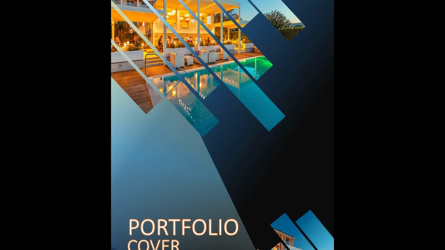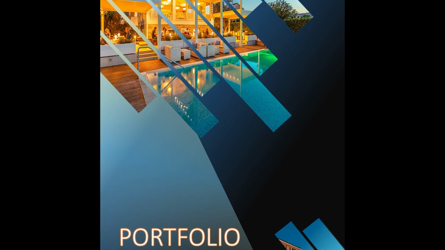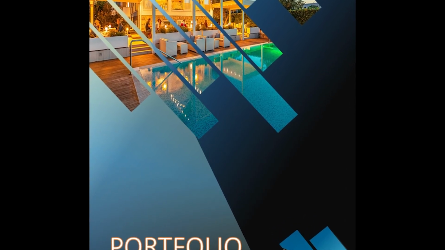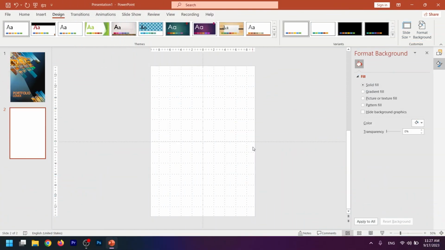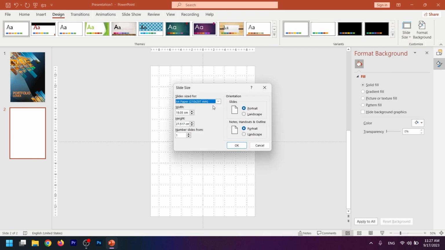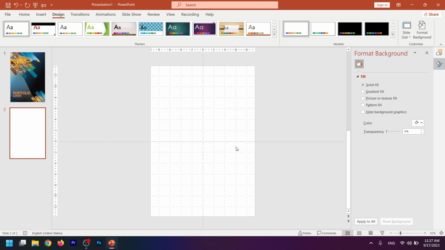In this video, you will learn how to create a great cover for your portfolio. Let's start! In the first step, go to the tab Design, Slide Size, and Custom Slide Size, and choose the proper size for your cover. And then click on OK. In this video, I chose A4 size for my slide.